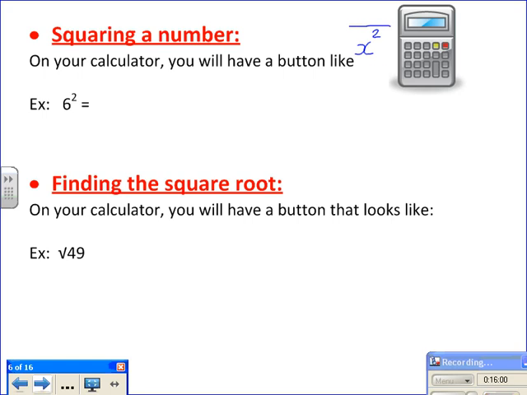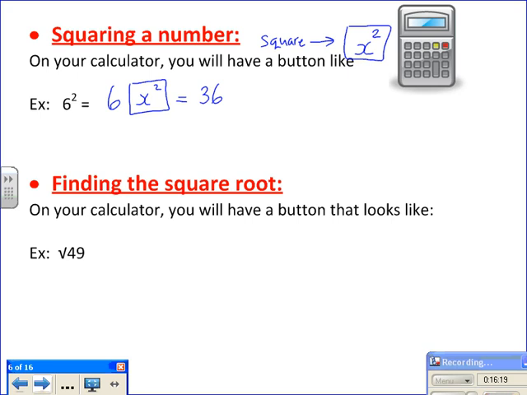Okay, that button means squaring. It is a button that can be used to square something. So if you have that button, you would simply put in 6, and then the square button. And you should be getting the answer. Well, 6 times 6 is 36.